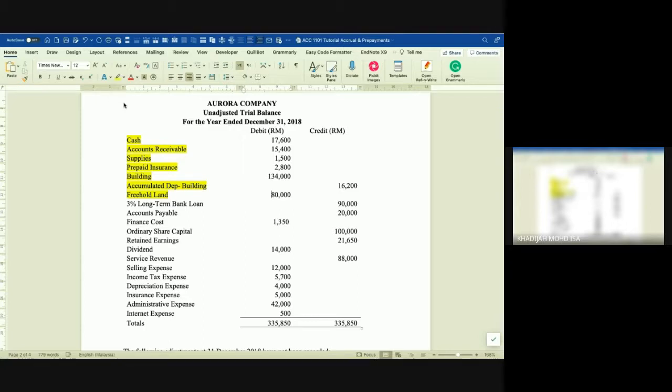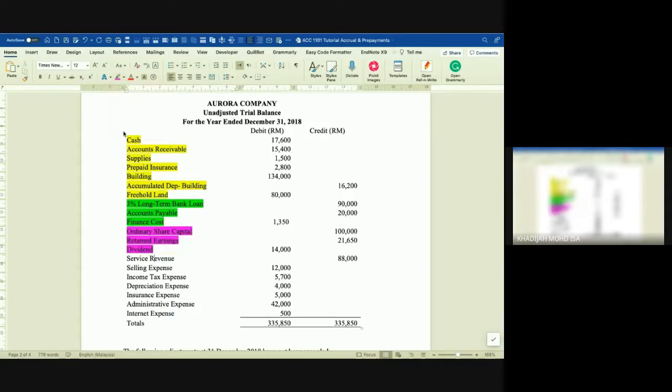And then you have the 3% long-term bank loan. So you look at the bank loan, you know it's a liability. Similarly, we have accounts payable, you have finance costs, all these are your liability. So I put it into different color. So that's your liability. Ordinary share capital, retained earnings, and dividend are what we call part of your owners' equity, right?